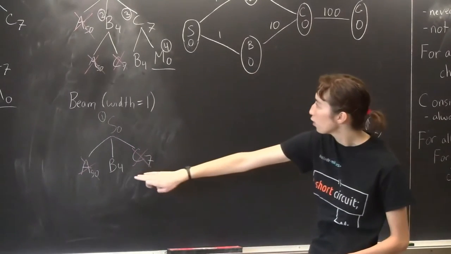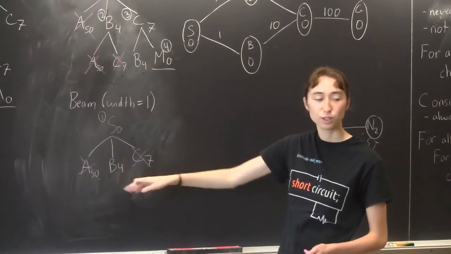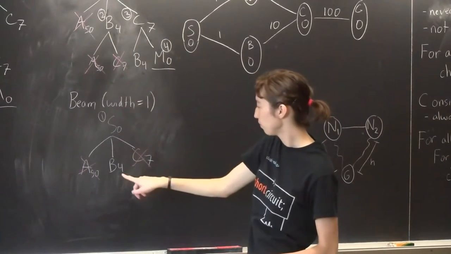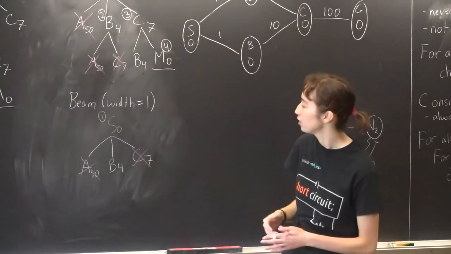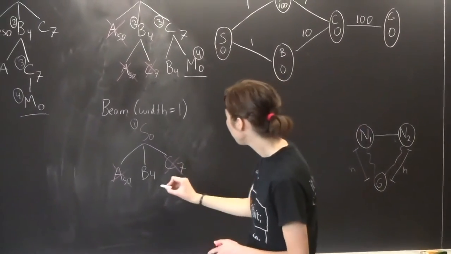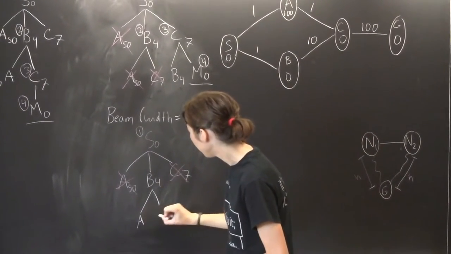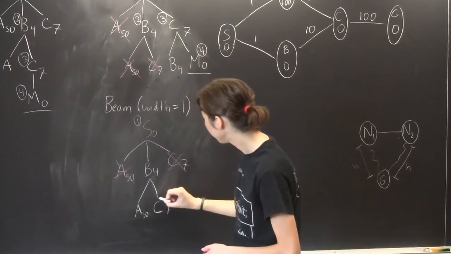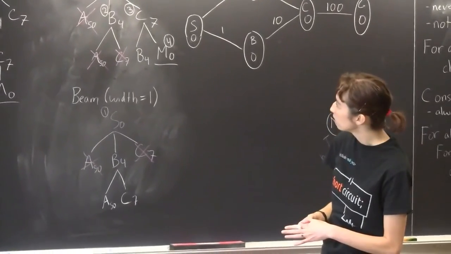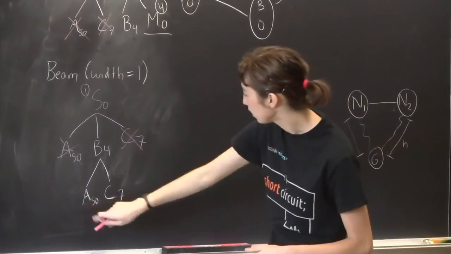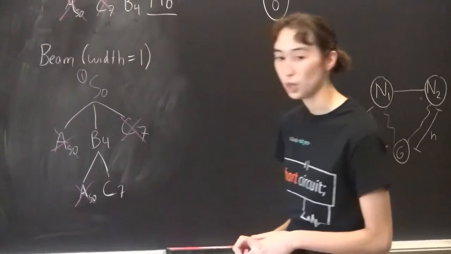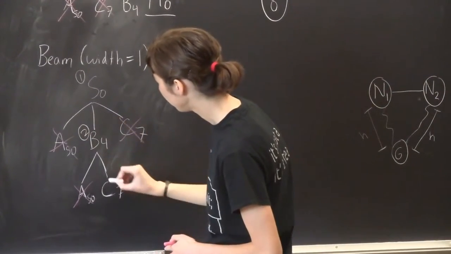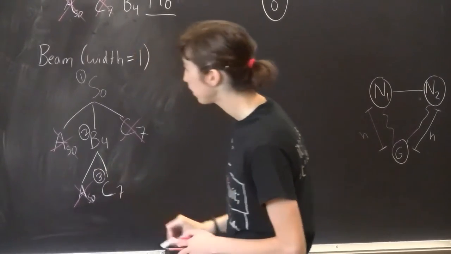So here you can see how beam is going to give sort of different results depending on the beam width. Here we did keep B, but then we got rid of its children. Here our only option is B, so hopefully it leads to the goal. So we extend B and we get A and C, 50 and 7. So it looks like we're going to get rid of A, 50, because we can only keep one thing at this level. So that's the second thing we extended. Then C is going to be the third thing.